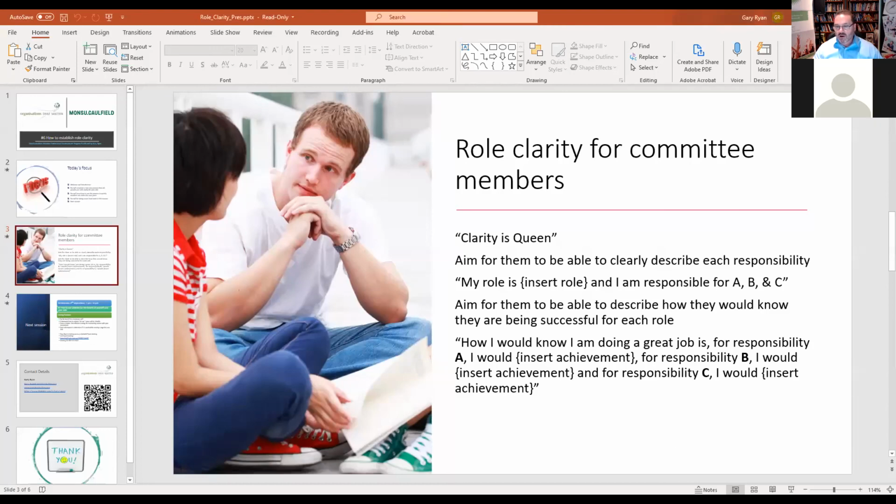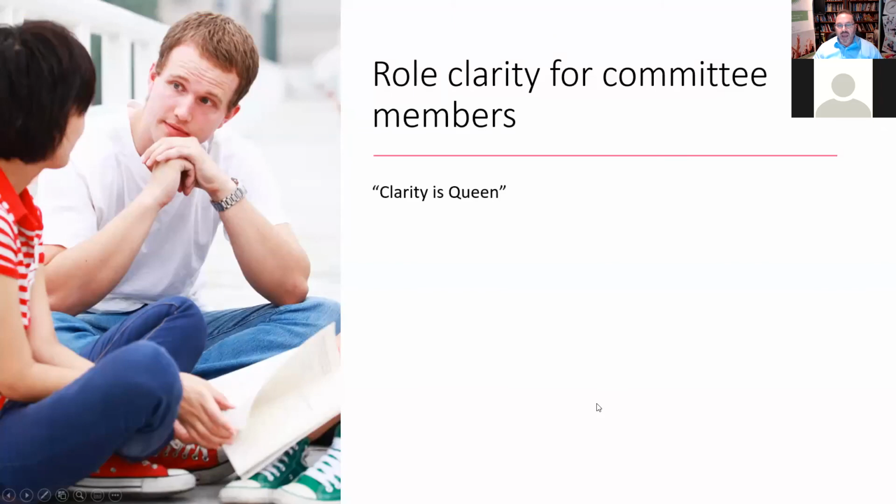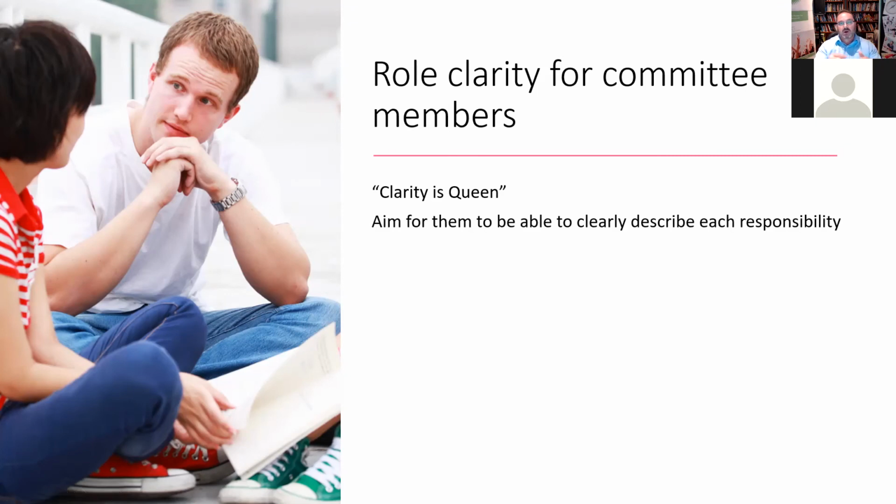So in terms of having role clarity, again, clarity is queen. We want to have people either doing a committee role or doing a role for a function or event or something like that. We want them to be able to clearly describe each responsibility. So we want them to be able to say out loud, my role is insert role, and I'm responsible for A, B, and C. Now, if it's only A, that's fine. Don't worry about it. It doesn't have to be A, B, and C. If it's just A, that's cool.